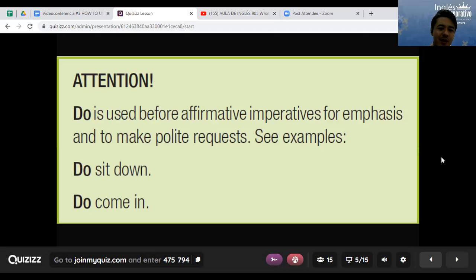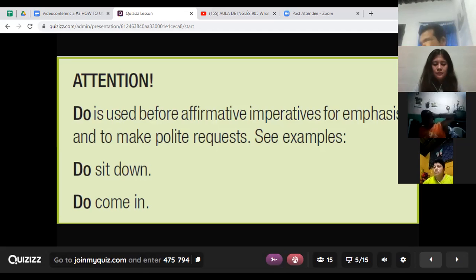Si yo le digo a alguien, "sit down, let's have a coffee", y esa persona me dice, "no, I'm sorry, I don't have time", y yo le vuelvo a decir, "do sit down, let's have a coffee". Ese do sit down es como cuando en español le añadiríamos otra palabra y diríamos, no hombre, siéntese, tomémonos el café. O sea, esa expresión que me ayuda a darle esa idea de que yo quiero que la persona se quede, eso es lo que hace el do, right? No necesariamente siendo una expresión extra, sino solo el auxiliar, pero me ayuda a transmitir esta idea, right?